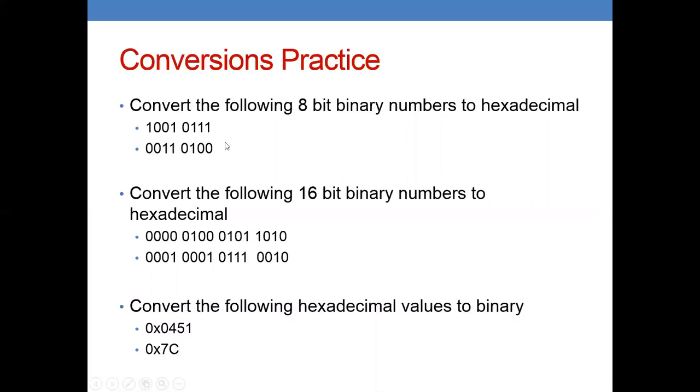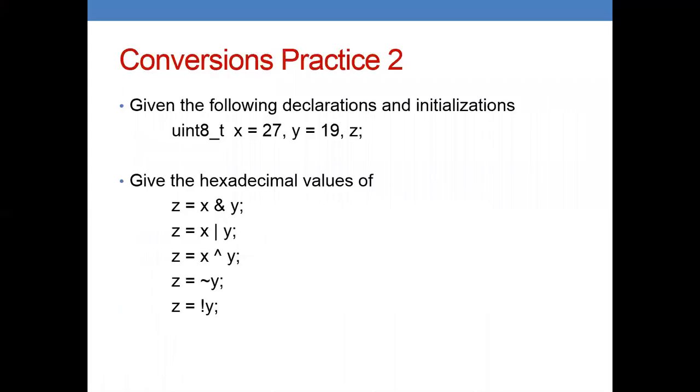So you want to practice converting 8-bit binary numbers to hexadecimal. Here are some 16-bit binary numbers to convert to hexadecimal. And then you're going to convert hexadecimal values to binary. So this would give you 16 bits with 4 hex digits. Here, with 2 hex digits, you'll have 8 bits in the result. Here's some other conversion practice then.